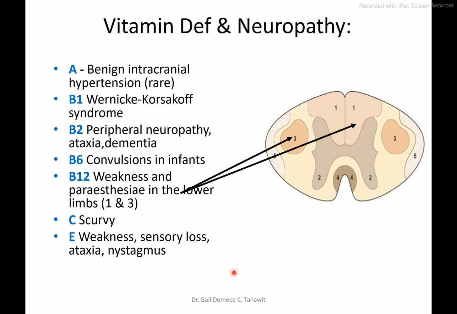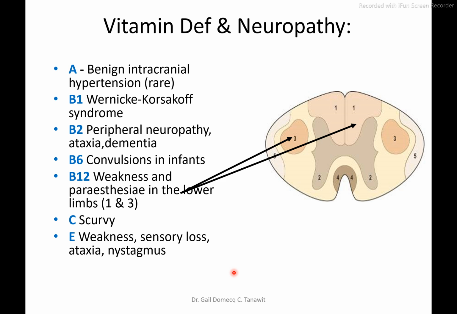So for your vitamin deficiency and neuropathy, your alphabets A, B, C, E. So a benign intracranial hypertension can be seen. Okay, what else? For B1, there can be a Wernicke-Korsakoff syndrome. For B2 deficiency, peripheral neuropathy, okay, ataxia and dementia. Also for B6, you have convulsions in infants. B12, a weakness and paresthesia in the lower limbs.